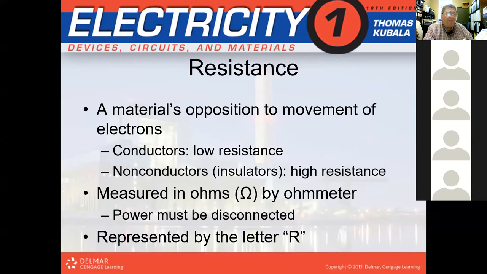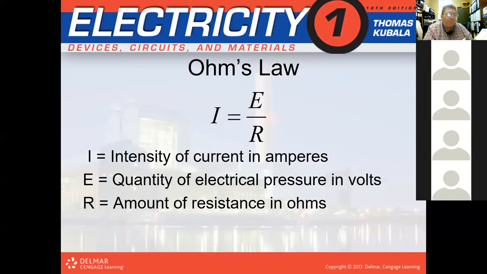Resistance, we've already talked about it. And here's Ohm's law. So basically, in Ohm's law, the E is voltage and the R is resistance, and then the I will be the current. So the current in any circuit can be calculated by taking the voltage divided by the resistance, and it's going to equal the amps that are flowing through that particular device.